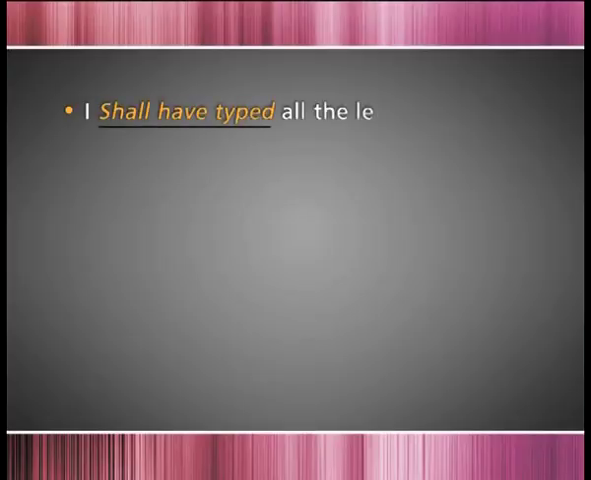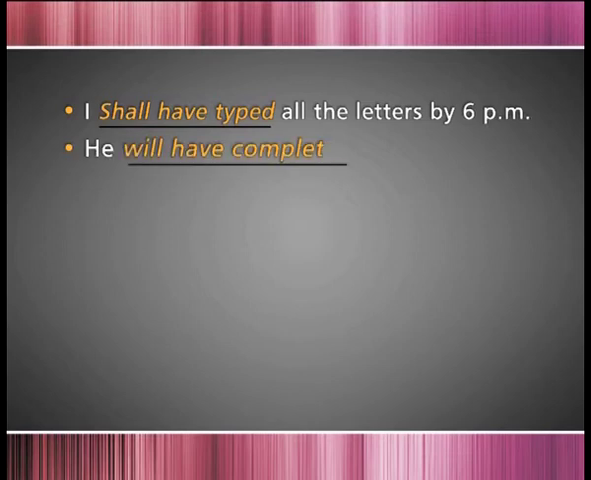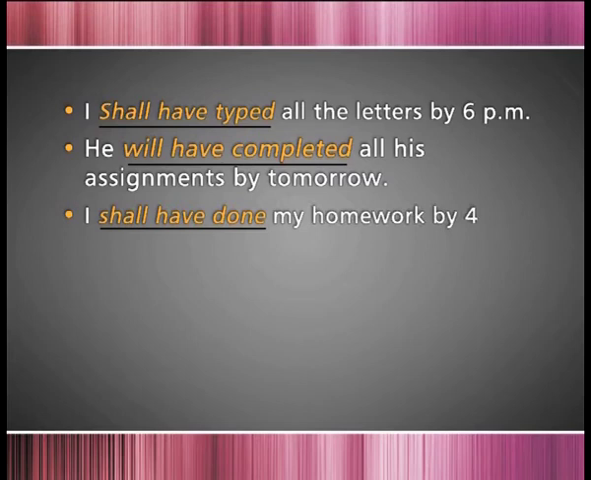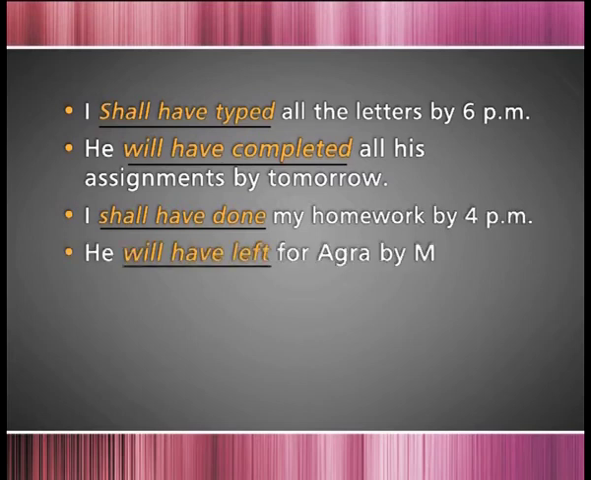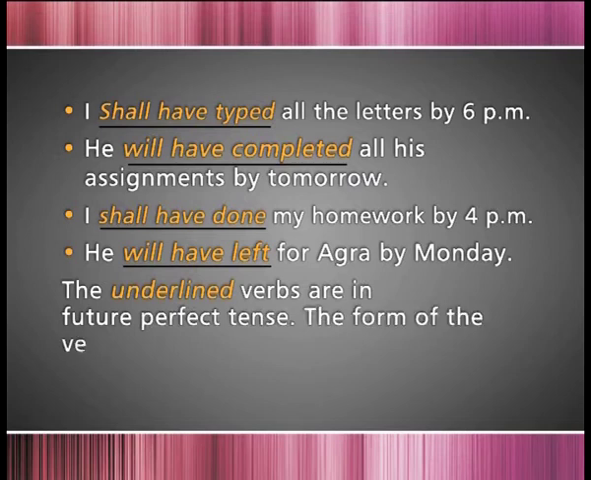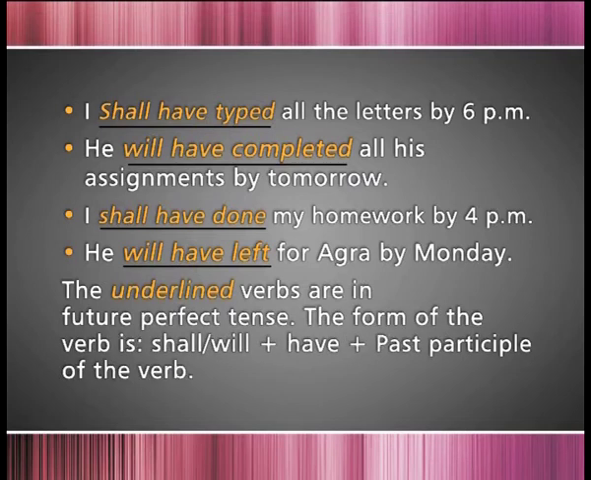Look at these sentences. I shall have typed all the letters by 6 p.m. He will have completed all his assignments by tomorrow. I shall have done my homework by 4 p.m. He will have left for Agra by Monday. The underlined verbs are in future perfect tense. The form of the verb is shall or will plus have plus past participle of the verb.